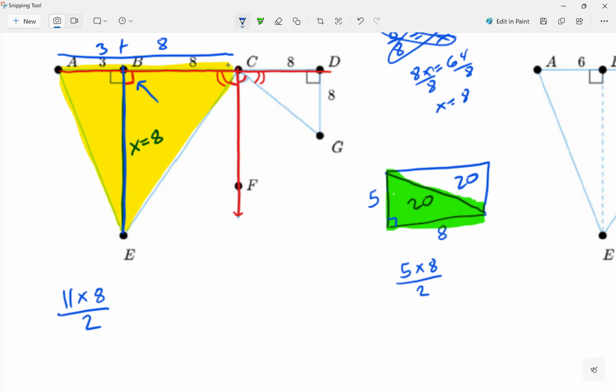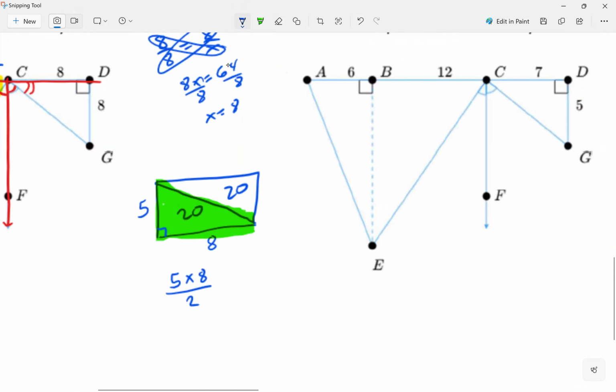I gave you guys a website to use that calculator if necessary. So I know 11 times 8 is 88, divided by 2 is 44. There you go. That's the area for that triangle. Let's take a look at number 42.